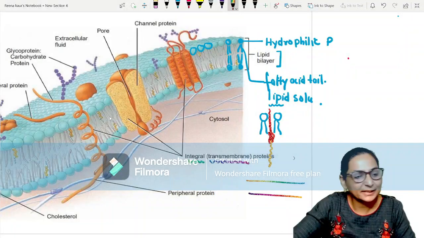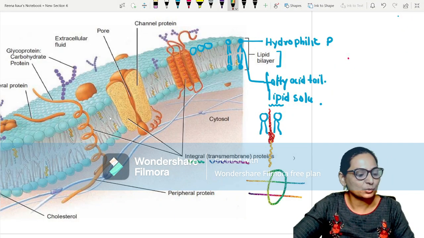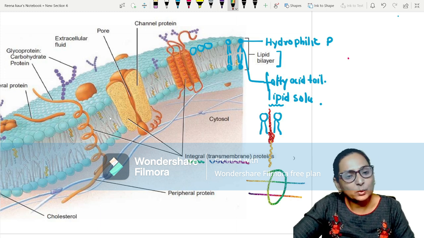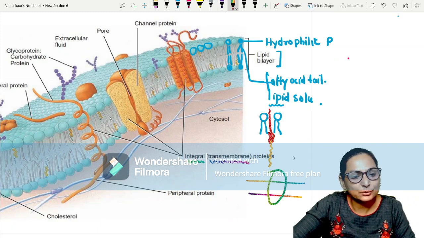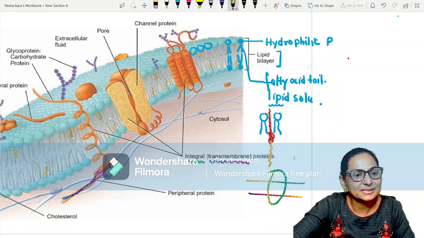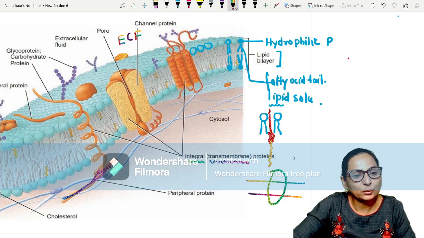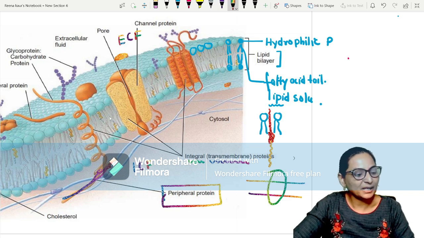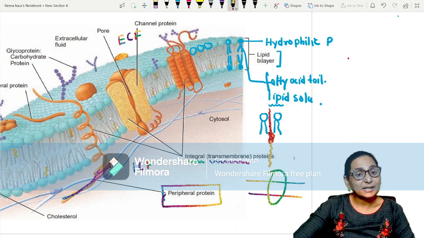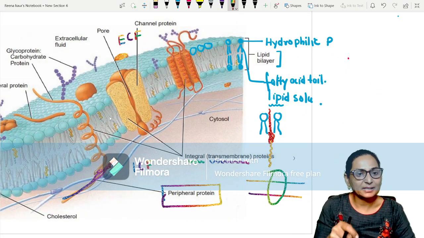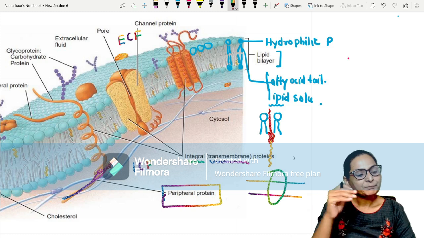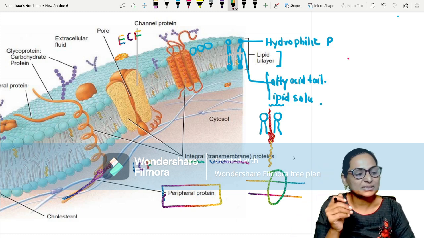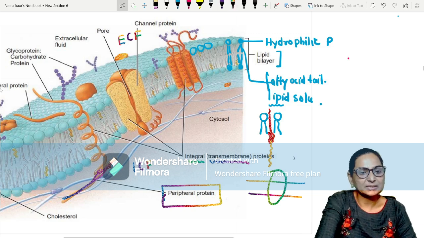That means, suppose this is the thickness of the membrane, they will pass entirely through the thickness of the membrane. The other proteins can be present only here in the cytosol, or they can be present here on the extracellular surface. That means they could either be facing the ECF or facing the ICF. They are called your peripheral proteins. So there are some proteins which pass through the entire thickness, but there are some proteins which are present either on the ECF or on the ICF, that means towards the cytosol. So they are just peripheral proteins.